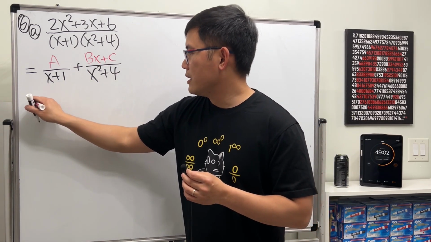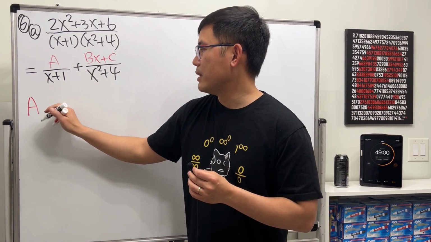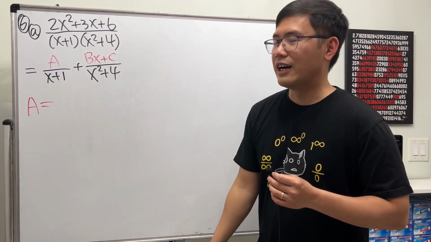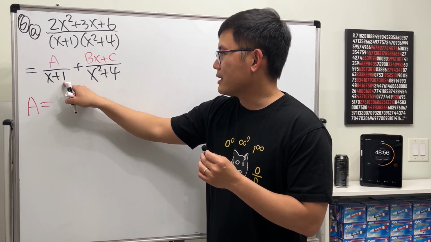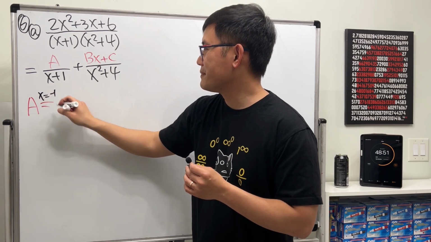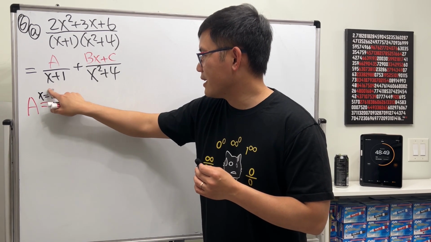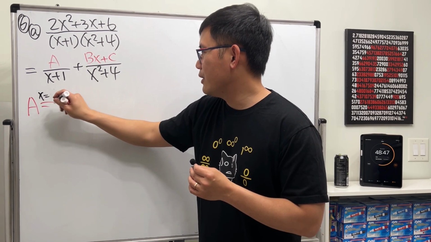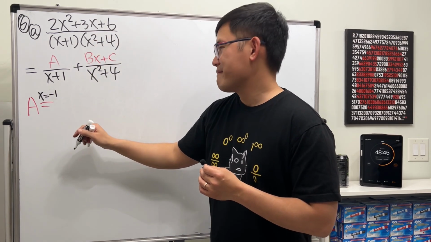A is easy because we can use the cover up. I hope they do let us use the cover up. But anyway, x plus 1, you go back here and cover that up. x is equal to negative 1. And then we are going to plug in negative 1 into all the remaining x's.